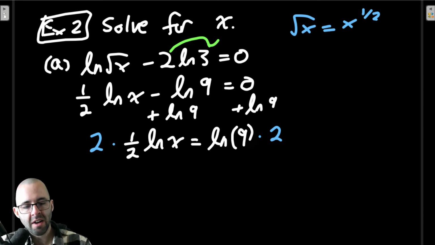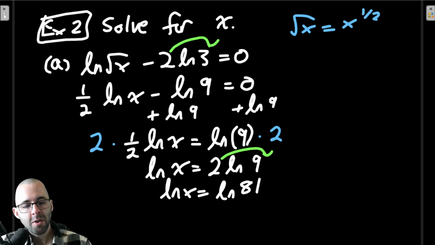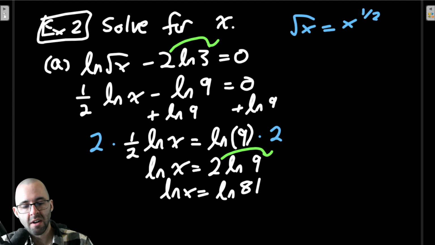Maybe write it as the natural log of 9 with parentheses. The 2 does not go inside the natural log. We're going to get the natural log of x equals 2 times the natural log of 9. To put the 2 inside, again, it has to go into the exponent. We'll get the natural log of x equals the natural log of 9 squared, which is 81. That's how the 2 gets inside. Natural log is a 1-1 function, so this will only ever be true when their insides are the same, okay? This means that x has to be 81.